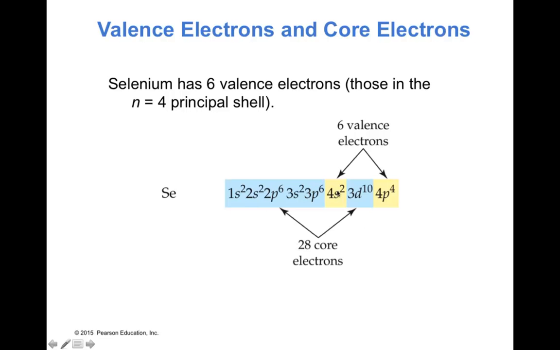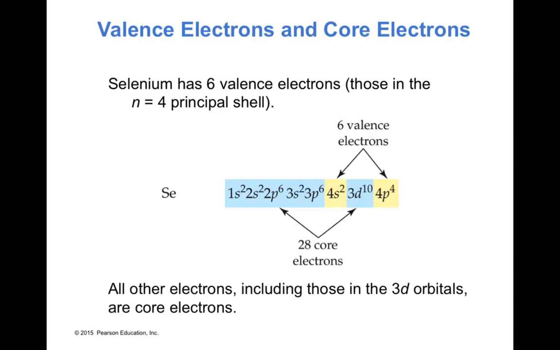This one that is between these two is not part of the valence electrons, because these 10 electrons are in the principal number 3 and the 3d orbital. So that means that we have just 6 of them in the outermost principal shell. So all other electrons, including those in the 3d orbitals, are core electrons.